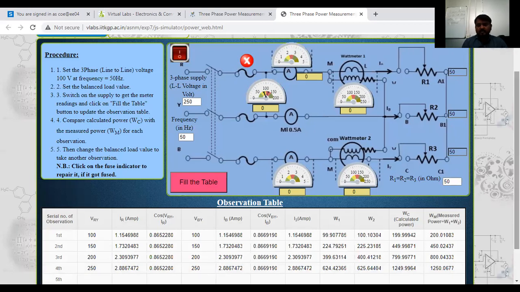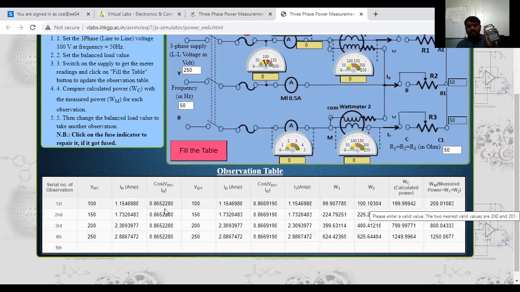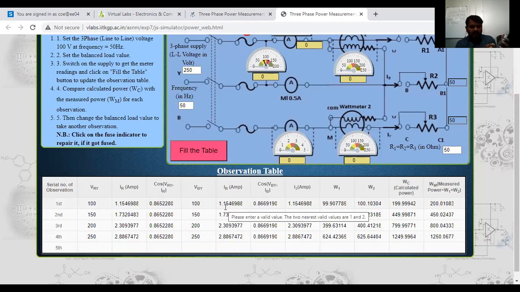I am telling, see here, this is W1 plus W2. W1 is 99 plus 100. How much is it? 199, which means 200. Our aim is VL IL cos phi. Cos phi equal to 1 only we are considering here. The first one is root 3, which we add here. I will enter root 3. Next, root 3 into how much voltage is there? Line voltage. This one, 100 is there. 100 into the line current is 1.1546988. I will enter that one here. How much is it now?